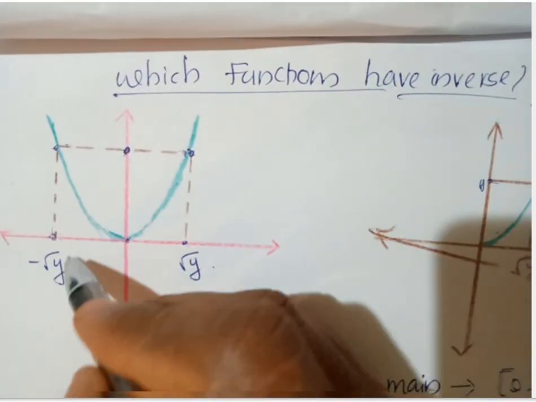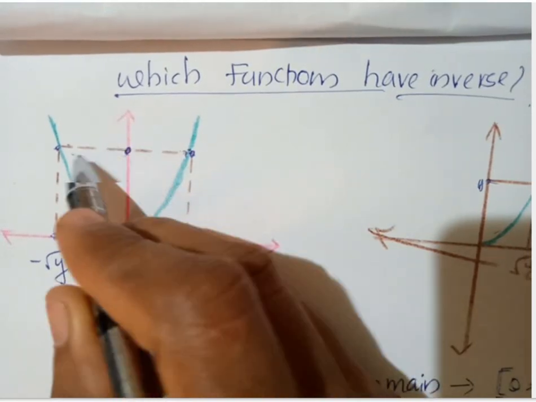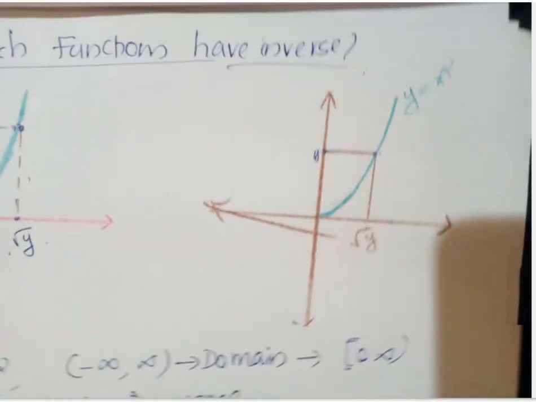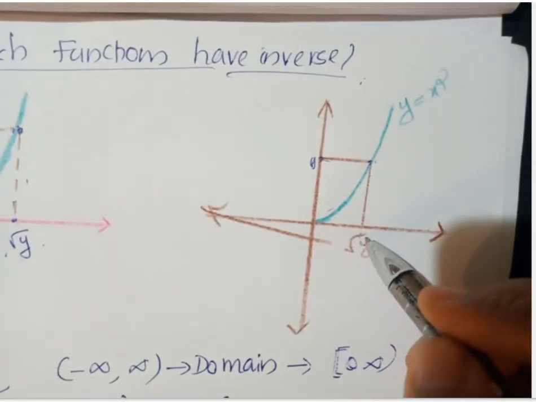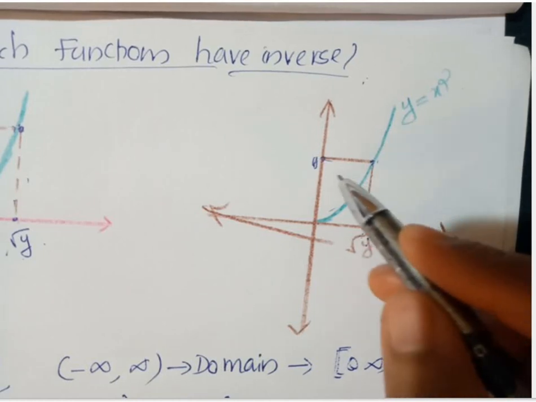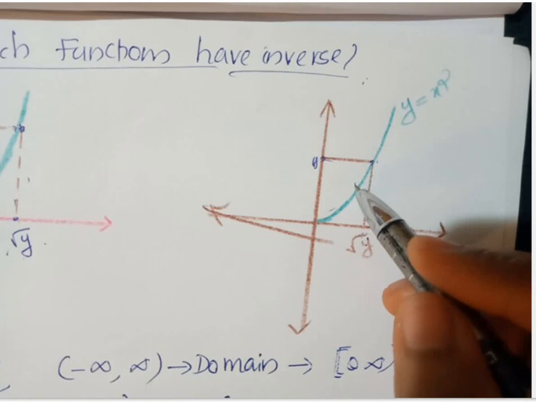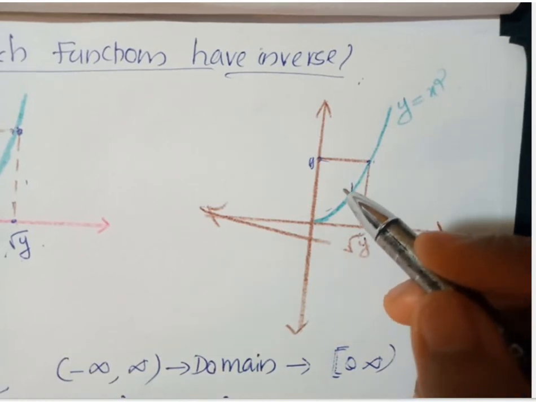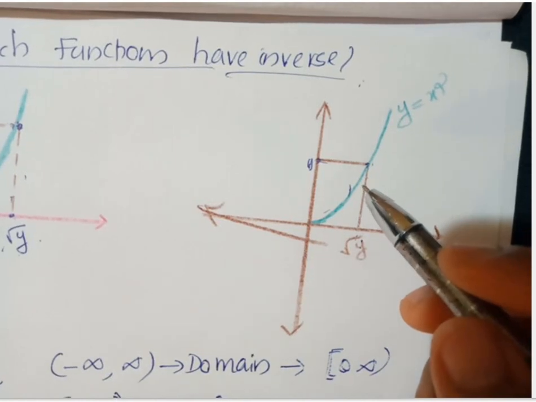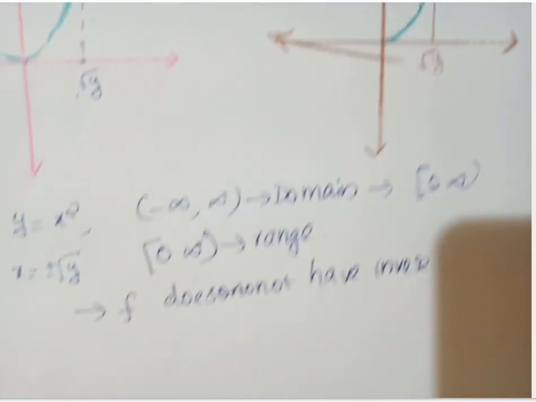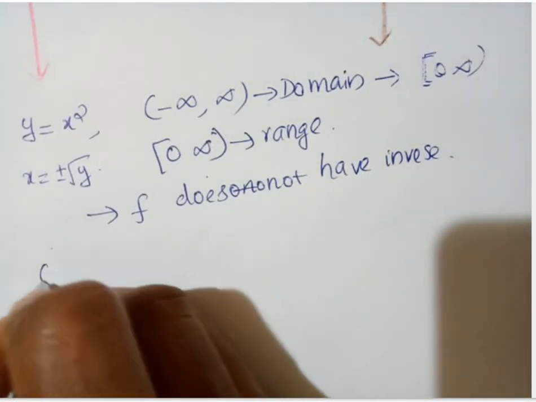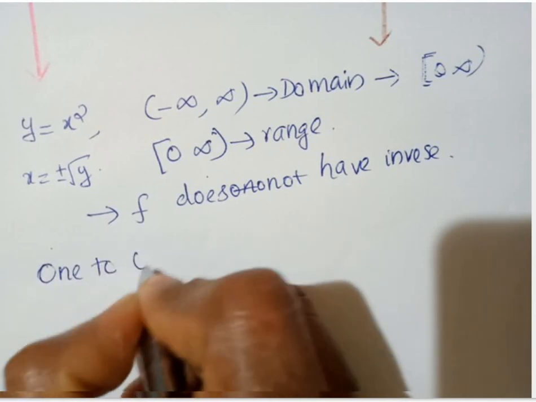Here, corresponding to this point, there will be two exponents. Here, corresponding to one point there is one point, root y, right? So this function has an inverse, right? This function has an inverse. Check it out. What is the reason? Right? So I am going to define a function, one-to-one function.